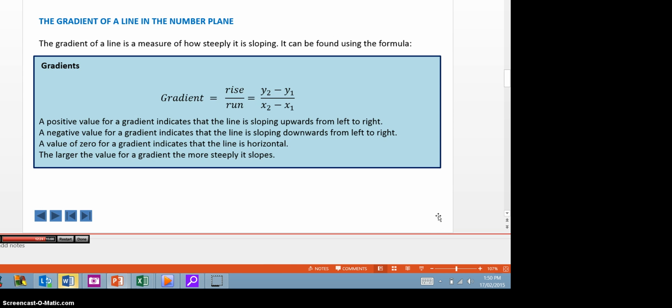The next thing that we're going to look at is the gradient of a line in the number plane. So you may have used one or both of these formulas in the past. Okay, so remember the gradient is a measure of how steeply a line is sloping. And we can use the formula gradient equals rise over run, or gradient equals y2 minus y1 divided by x2 minus x1. So we're going to go through both of these examples in the next instance.